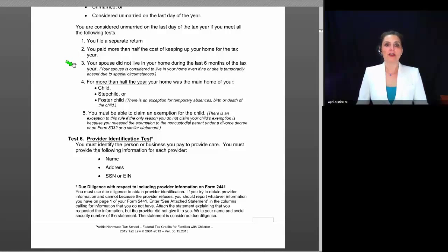Also, the spouse did not live with you in your home during the last 6 months of the tax year, and your spouse is considered to live in your home even if he or she is absent due to special circumstances, for example, military service or hospital, or perhaps education. Well, if we think back to that most frequently missed question, our taxpayer passes test number three as well.